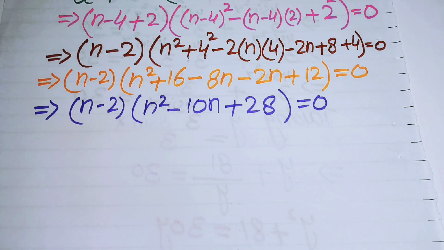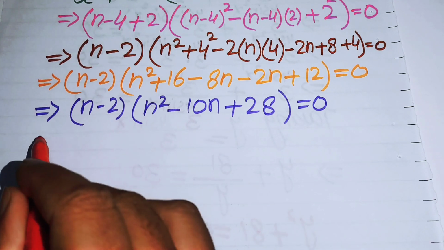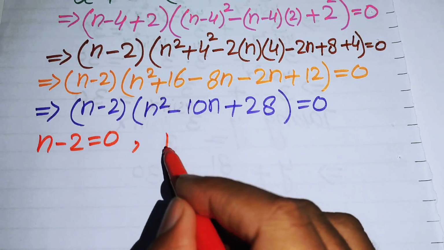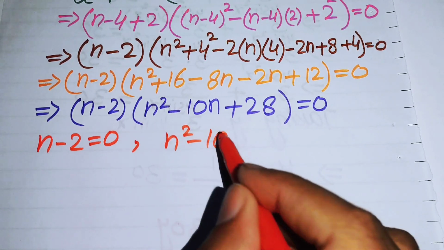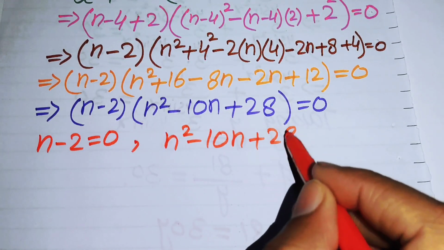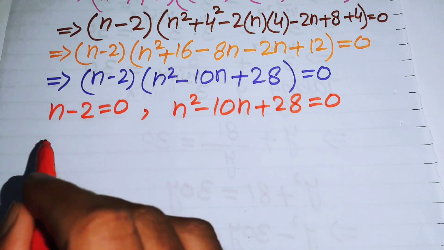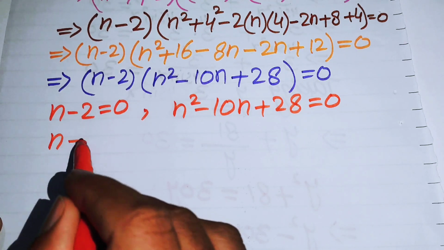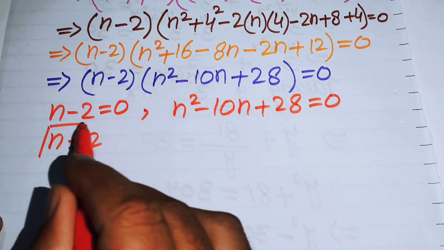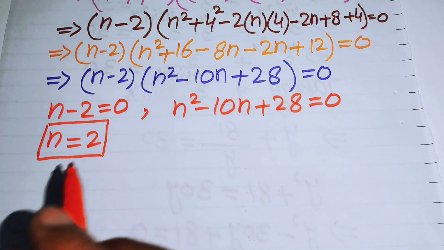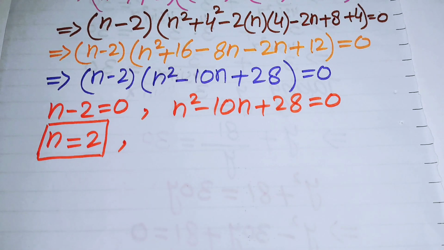So here you see that we have two cases. The first case is we write n minus 2 equals 0, and the second case is we write n squared minus 10n plus 28 equals 0. So in the first case you will easily get the value of n, which equals 2. So this is our first real solution of this problem, and now in order to find the other solutions we need to solve this nice quadratic equation.